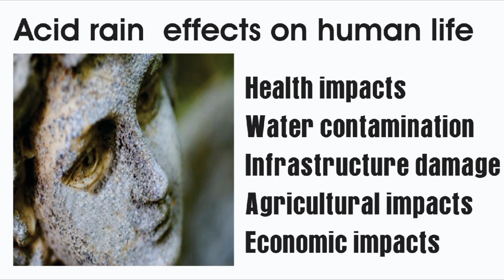Infrastructure damage. Acid rain can corrode building materials, including metal, stone, and concrete. This can lead to damage to buildings, bridges, and other infrastructure, increasing repair and maintenance costs. Agricultural impacts. Acid rain can damage crops and soil, reducing crop yields and impacting food production. Economic impacts. The effects of acid rain on infrastructure and agriculture can lead to economic impacts.